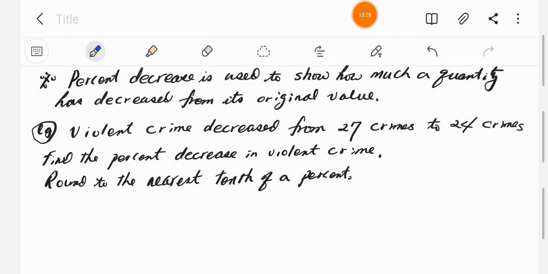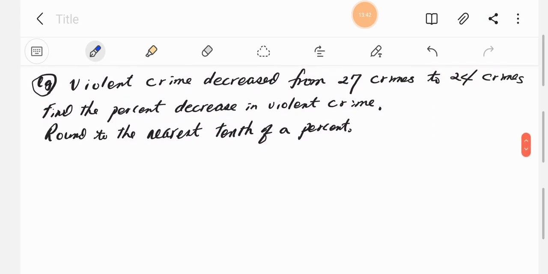Okay, this is the percent decrease definition. So percent decrease is used to show how much a quantity has decreased from its original value. So in this case, we're going to use a similar diagram. For example, a violent crime decrease. Violent crime has decreased from 27 crimes to 24 crimes. Find the percent decrease in violent crime. Okay. So look at this. This is the original. There are 27 crimes. So draw a little diagram like this.